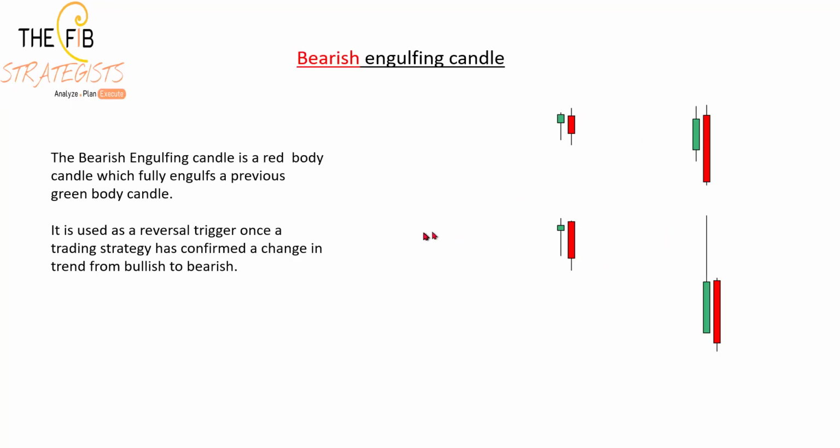Next is the bearish engulfing candle. The bearish engulfing candle is a red body candle which fully engulfs a previous green body candle. It is the complete opposite of the bullish engulfing candle. It is used as a reversal trigger once a trading strategy has confirmed a change in trend from bullish to bearish. Here you have two small candles, however the red candle fully engulfs the smaller green candle.